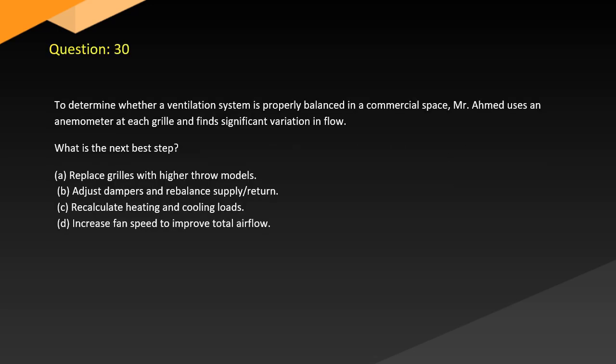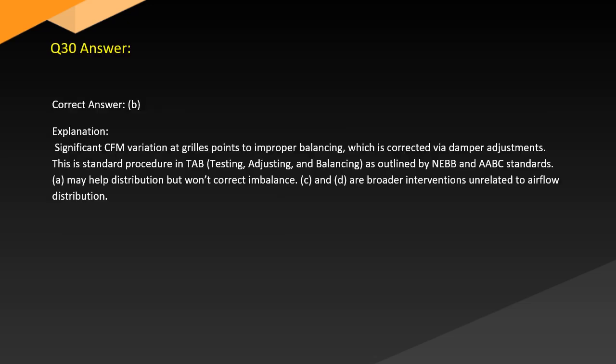Question 30. To determine whether a ventilation system is properly balanced in a commercial space, Ahmed uses an anemometer at each grill and finds significant variation in flow. What is the next best step? A. Replace grills with higher throw models. B. Adjust dampers and rebalance supply and return. C. Recalculate heating and cooling loads. D. Increase fan speed to improve total airflow.